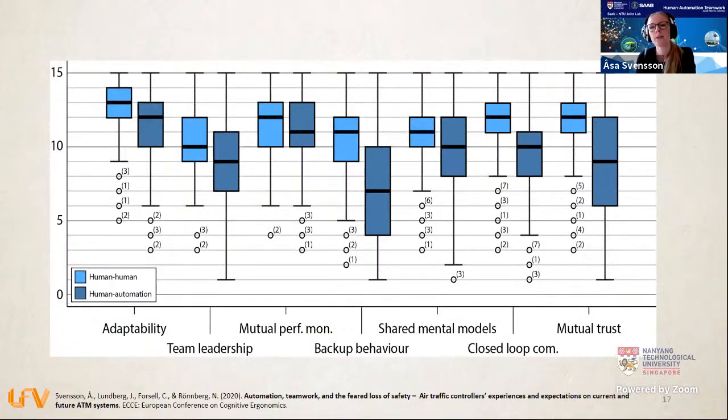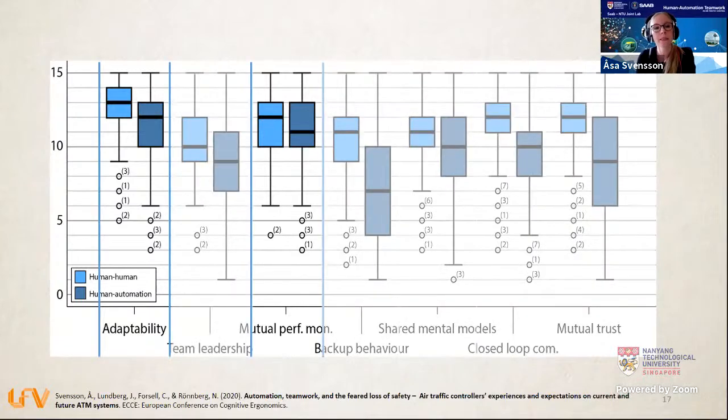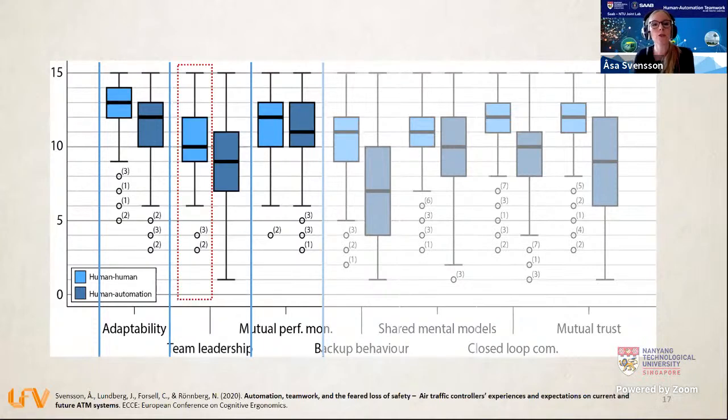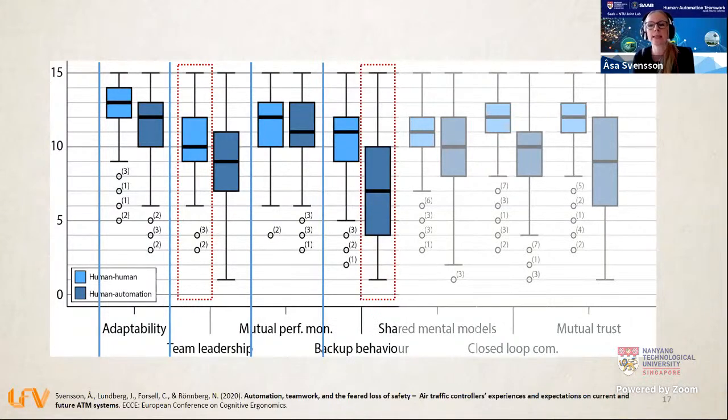When it comes to the teamwork results, the questionnaire showed that adaptability and mutual performance monitoring were the most important teamwork factors for both human-human and human-automation teamwork. Team leadership was ranked as the least important teamwork factor for human-human teamwork, and backup behavior was ranked as the least important teamwork factor for human-automation teamwork.